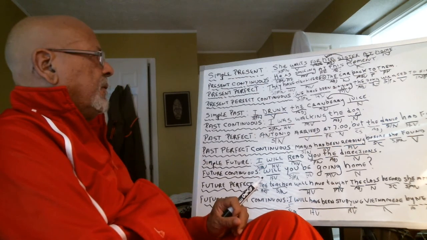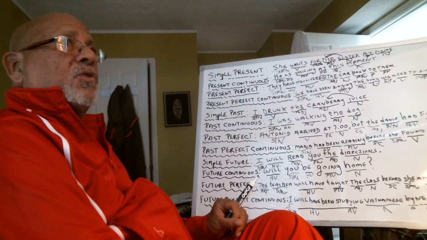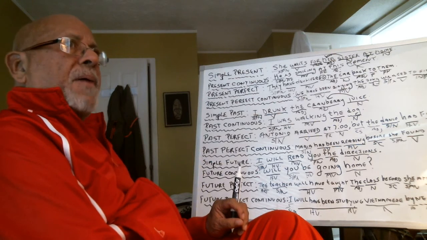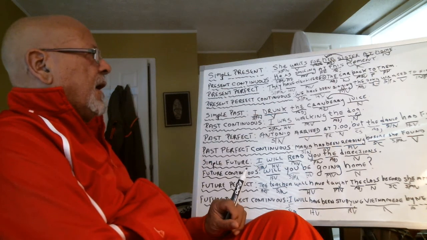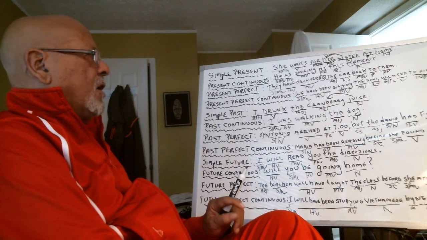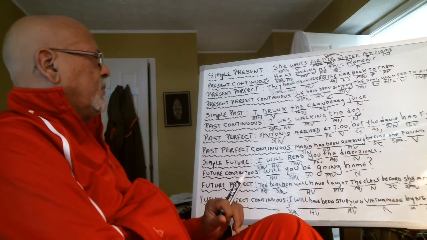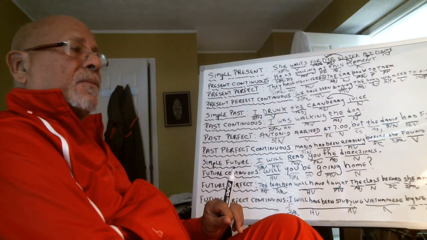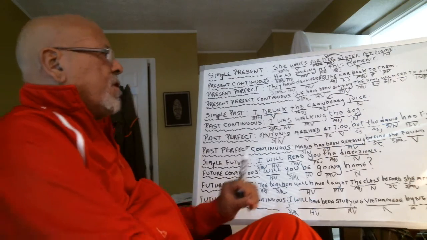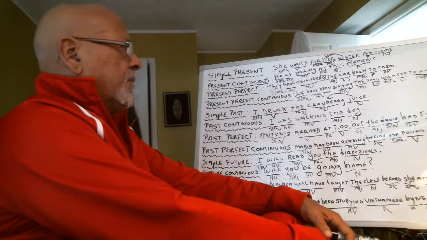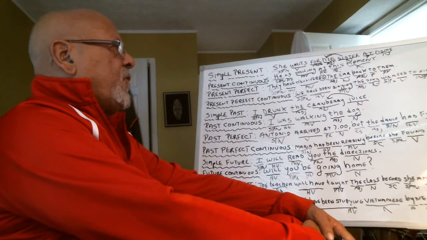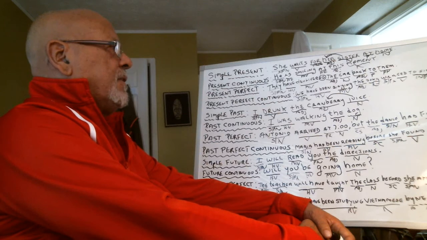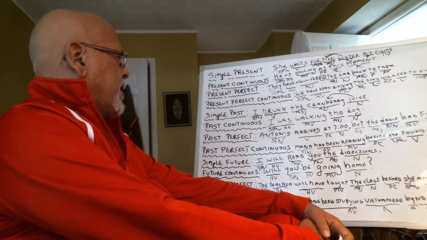Simple past. I drank the cranberry juice. Past continuous. I was walking the dog. Past perfect. Antonio arrived at 7, but the dance had finished.